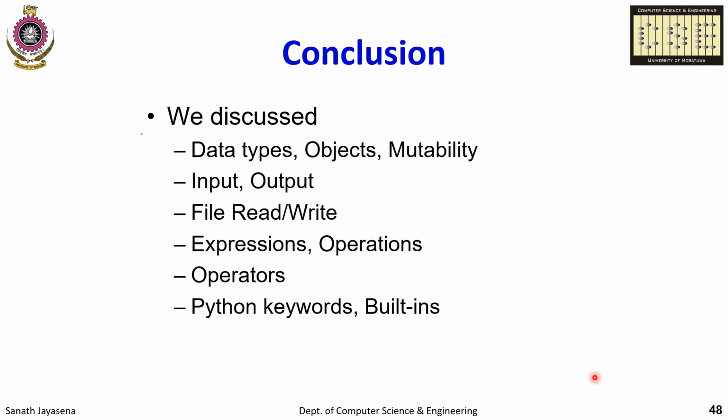We looked at input, output, how to input from the keyboard, how to output to the display, from Python programs. Output uses print, input uses the input function. These are built-in functions. Then we looked at file read and write. We used file methods for that. And the basic thing is to open a file, then perform the operation, then close, right?